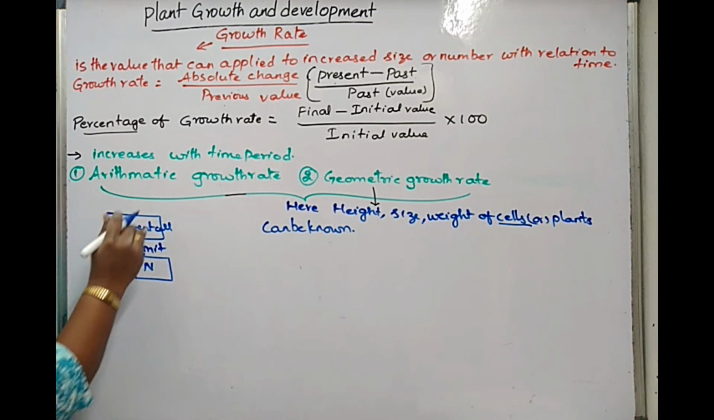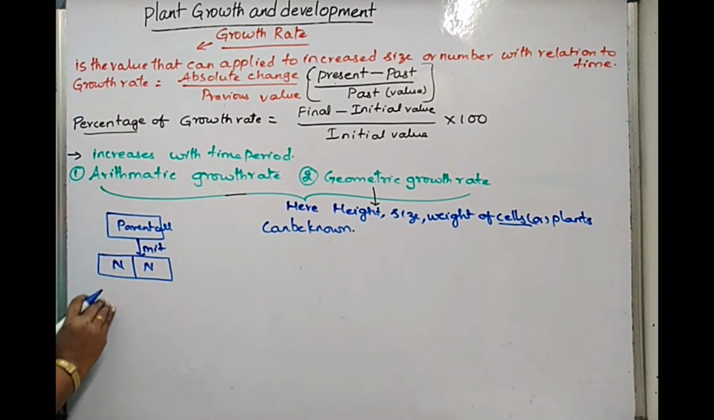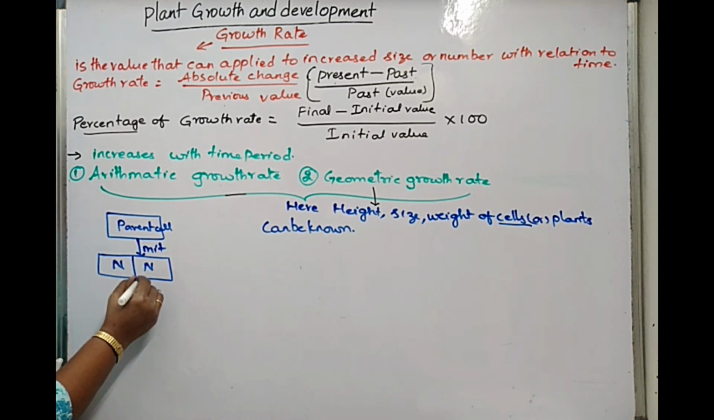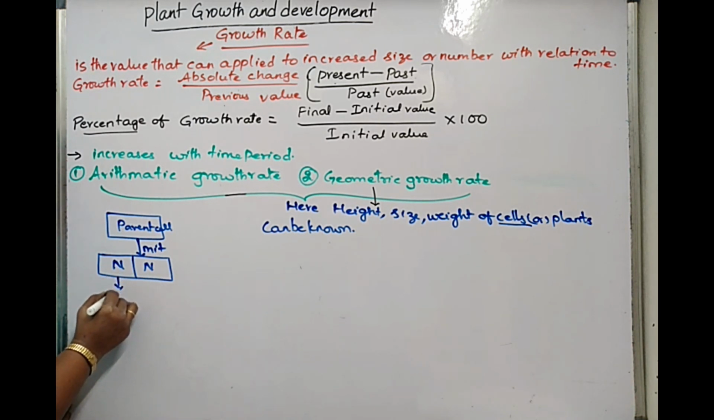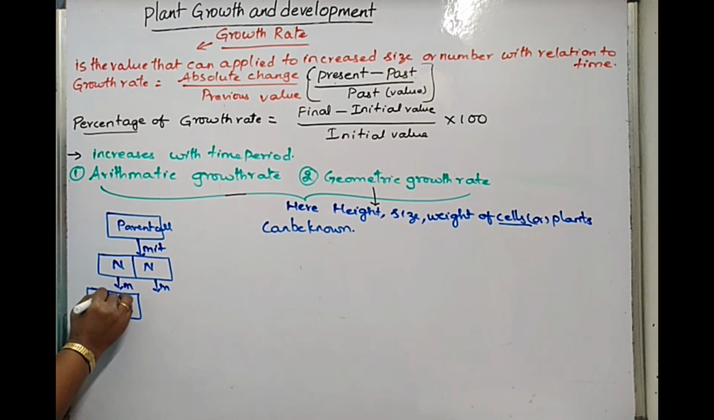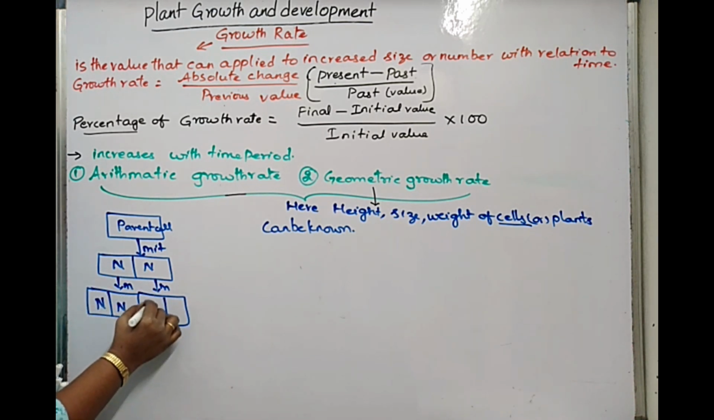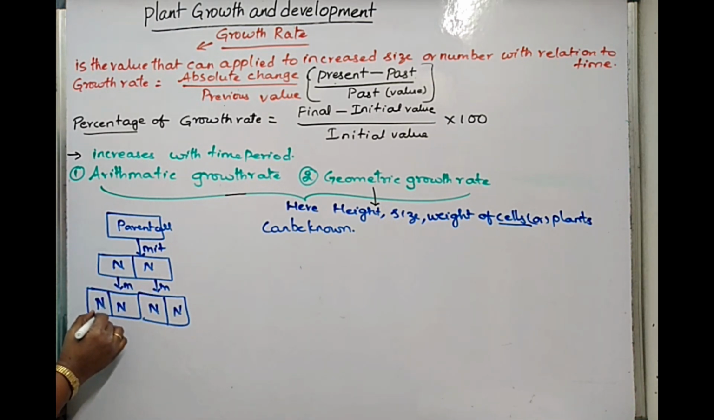Now, in case of arithmetic growth rate, we have seen one cell is getting differentiated and another is continuously dividing, responsible for elongation of the plant part. But here, in case of geometric growth rate, all cells will undergo mitotic division. New cell, new cell, new cell, and new cell. Again, this will undergo another type of division. This also undergoes division.